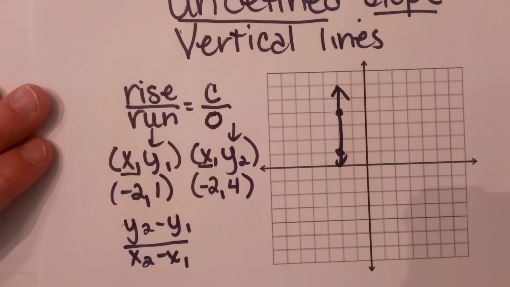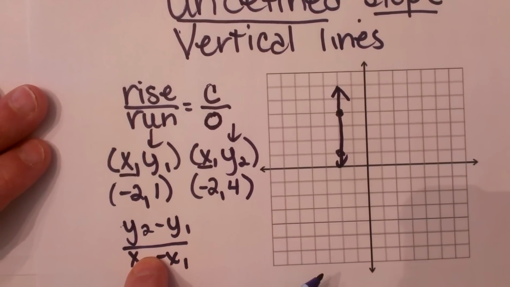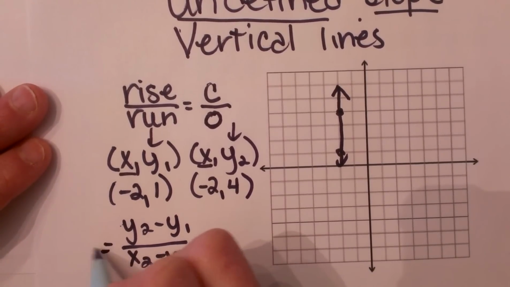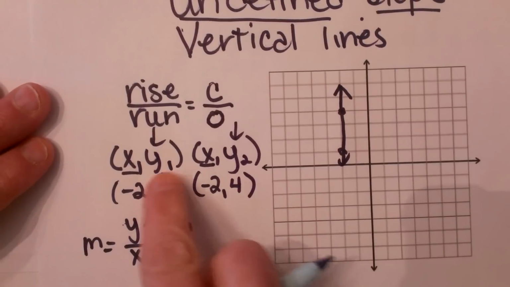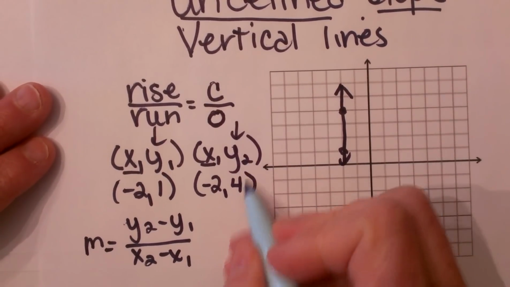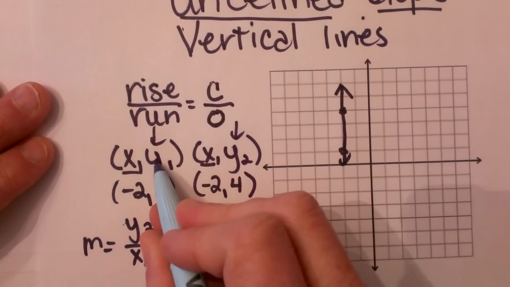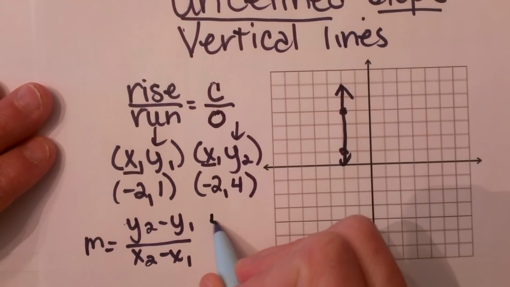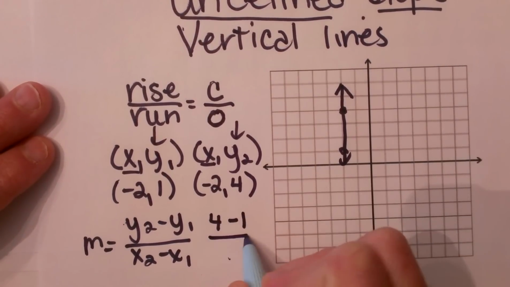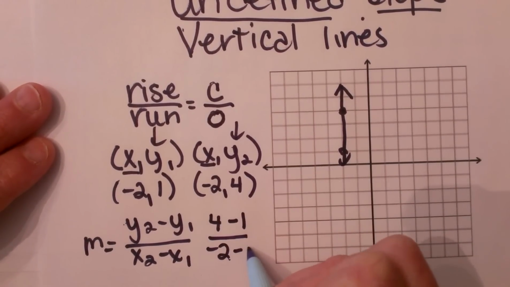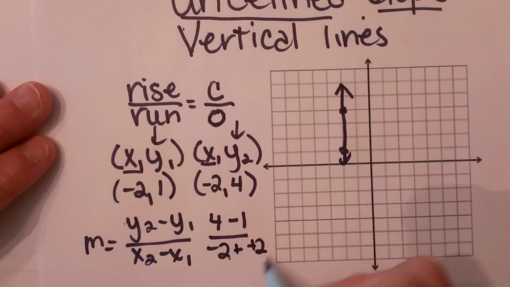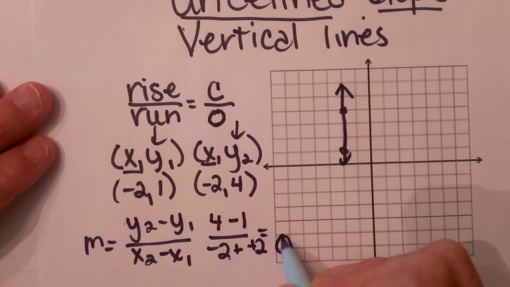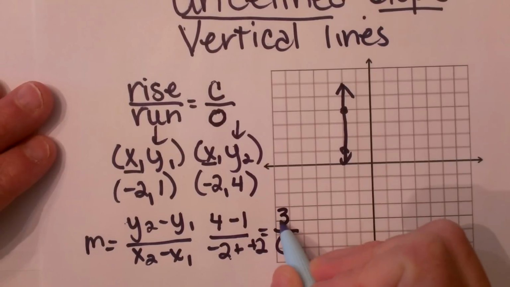Now remember, where am I getting this? I'm getting this from the slope formula. Remember, slope is our difference in our y's over the difference in our x's. So if I plug it into the slope formula, I'm going to get 4 minus 1 over -2 minus a -2. Double negatives make a positive. So notice I'm getting a 0 in the denominator and a 3 in the top.